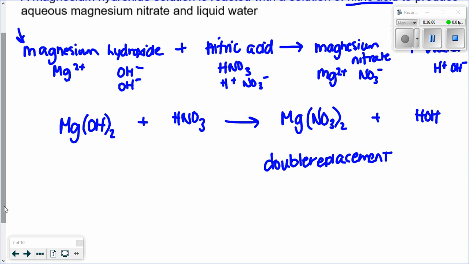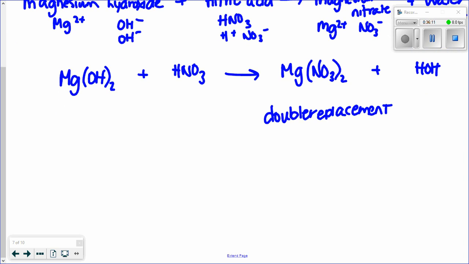Again, when we have something with polyatomic ions like we do here, it's usually so much easier to balance polyatomics as like a single thing. So instead of separating O and H here, I'm going to write OH.